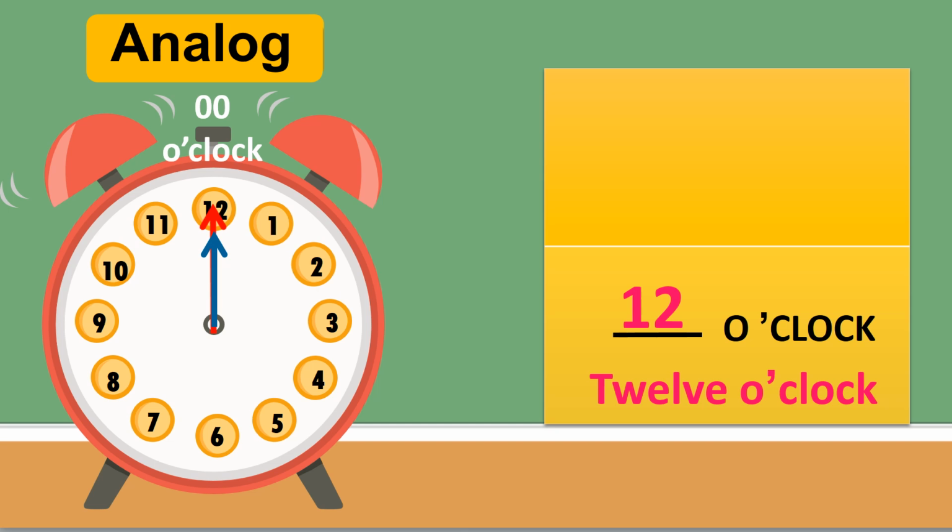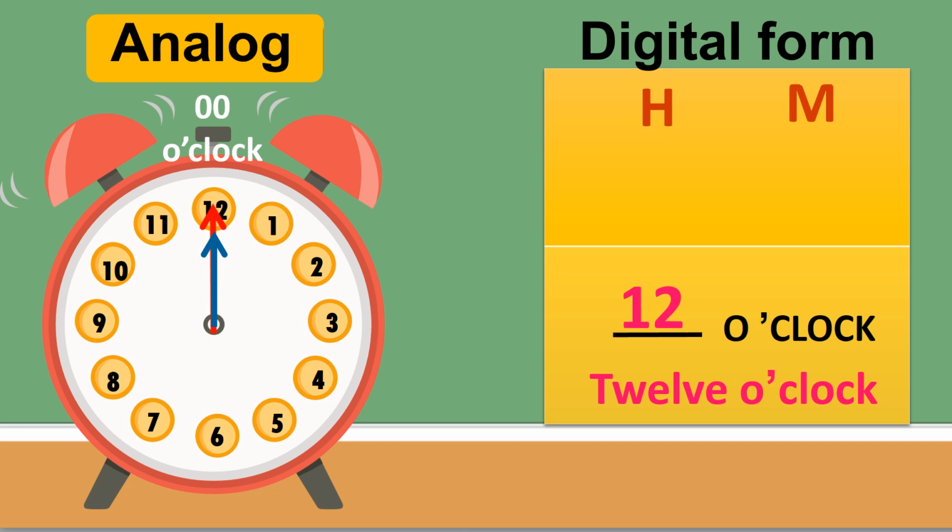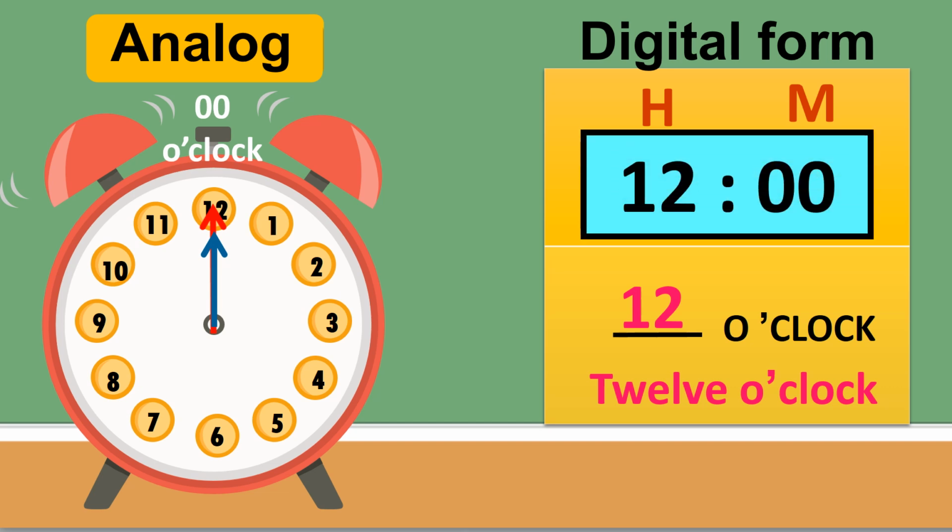Then we have here the digital form. Digital form contains hours and minutes. In hours, we write the short hand first. So here, the short hand by blue color points to 12. So it means 12 at hours. In minutes here, we write the long hand. The long hand by red color here points to 12. It means 0, 0. So in digital form, I say 12, 0, 0.